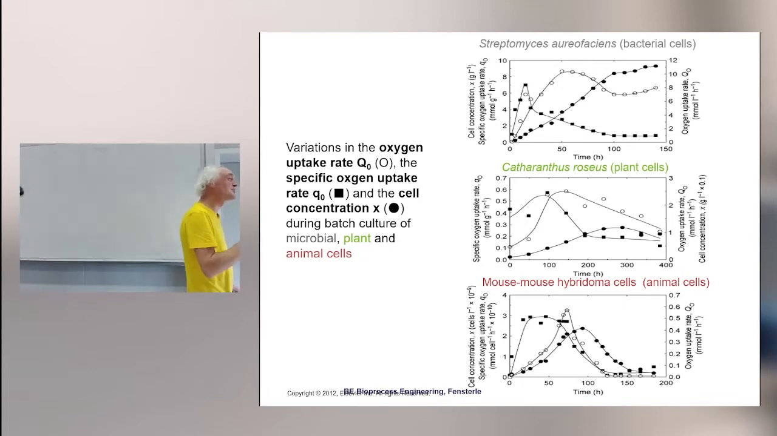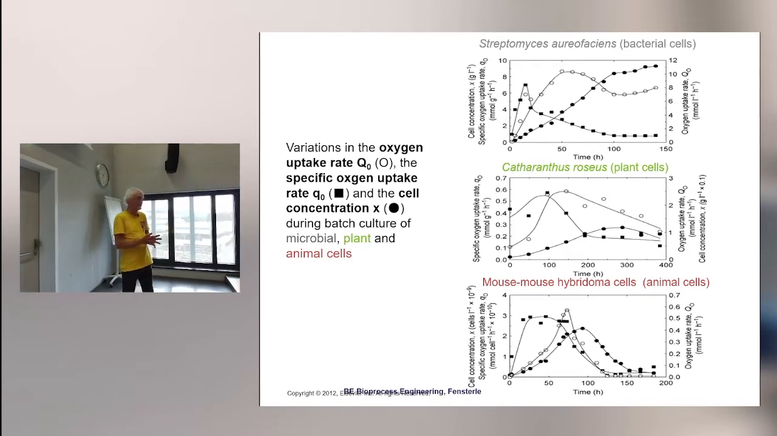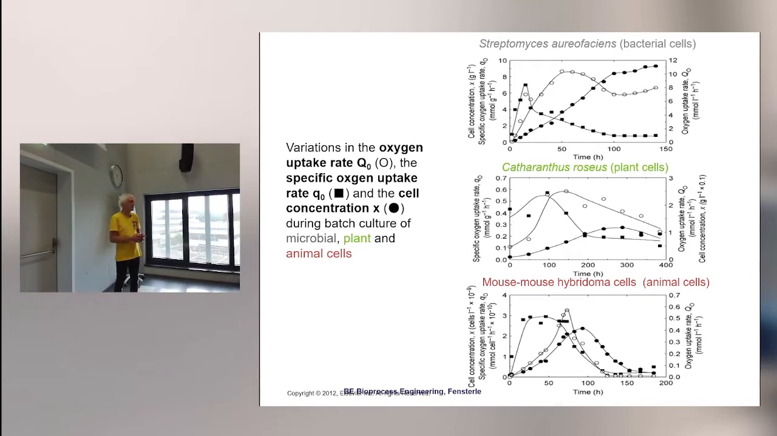Yeah, don't forget to look at the scales. The scales are different. Yeah, scales are completely different. So of course, in animal cells, usually you do not have such a problem. The problem with animal cells is the stirrer. You cannot put in a stirrer like for bacterial cells.